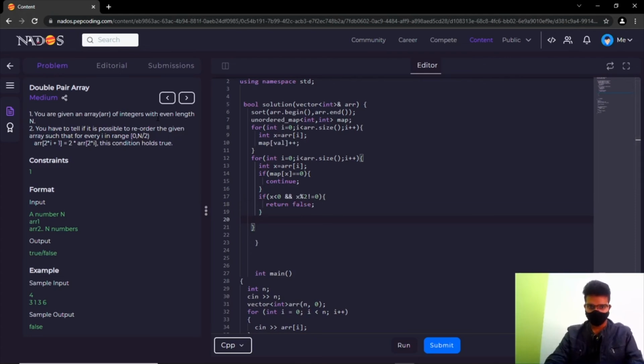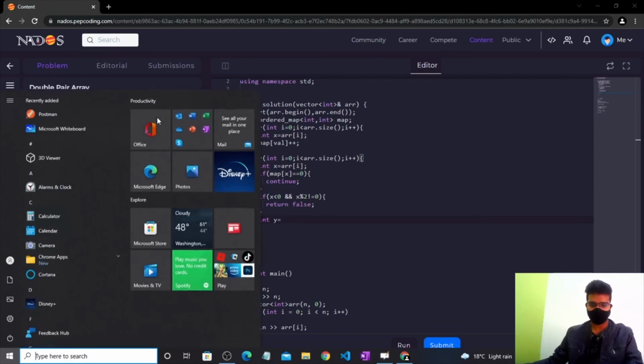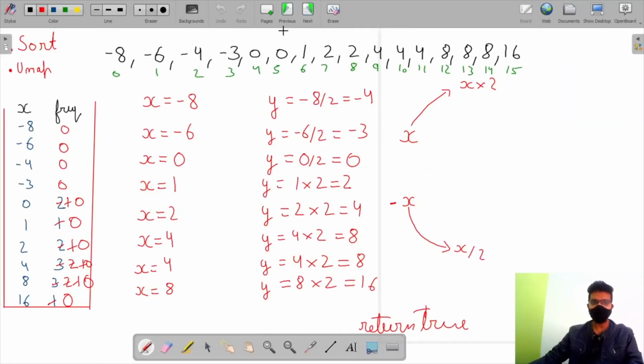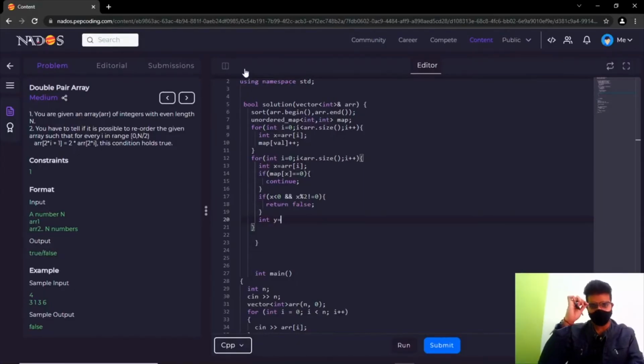Now, what will be our y? What was y? It's the double, the value we need to pair it with, right? So we have two cases, whether a negative value or a positive value. If x is greater than 0, then what is our y? Our y is simple, that is x times 2. Else if our x is a negative value, then our y was x divided by 2.